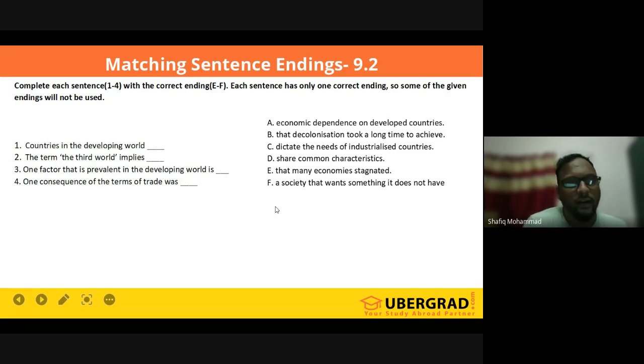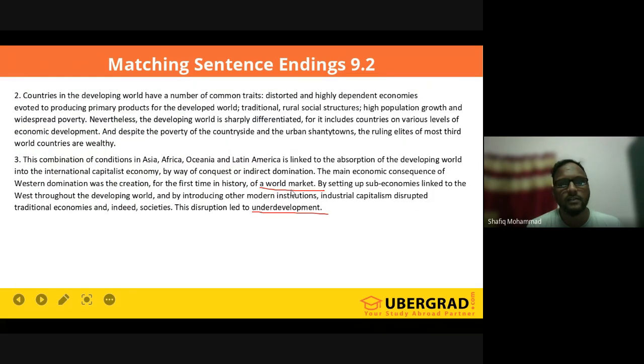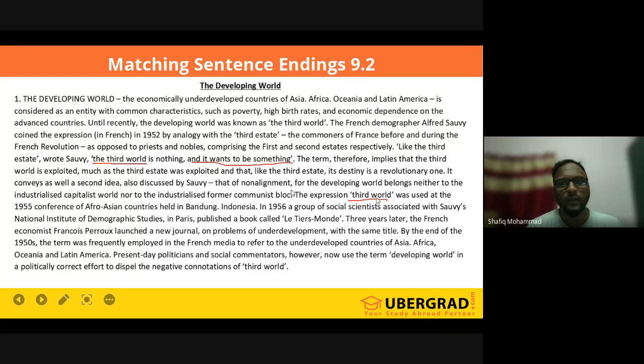Okay, second one first. The second one is F. See, the term "third world" implies a society that wants something, isn't it? I even underlined it over there. So third world, here it is, starting from here. It wants something. It is there in the first paragraph, sixth line.